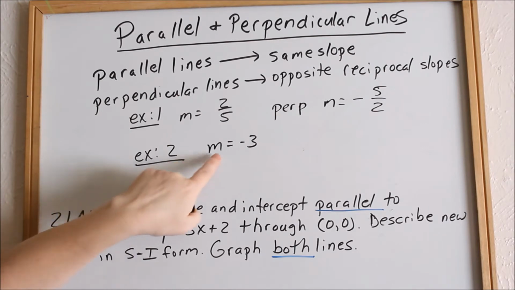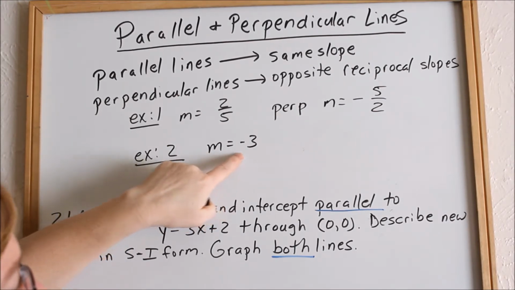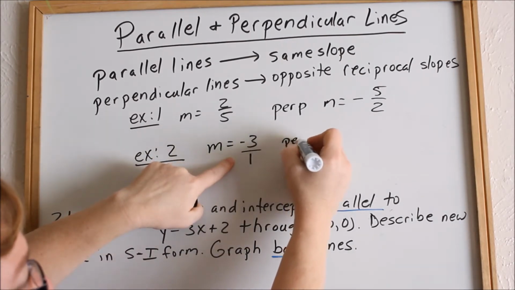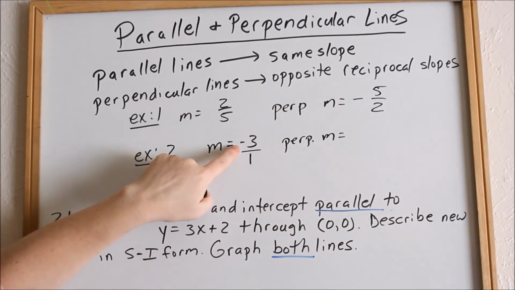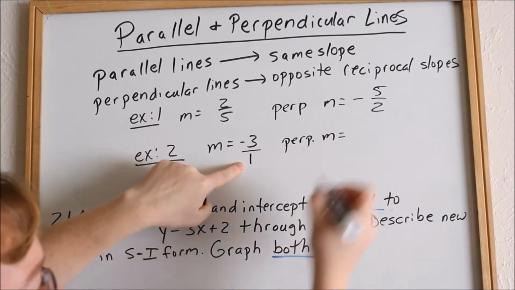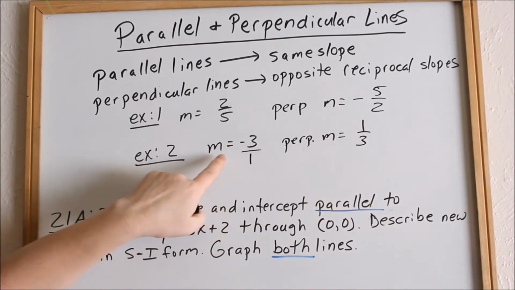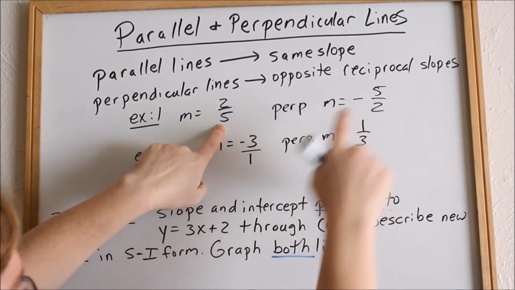Here's another example. What if you had a slope of -3? Remember, you can turn any whole number into a fraction by putting it over 1. If I want to be perpendicular to that, then my slope has to be the opposite sign. This is a negative, so I need a positive, and then the reciprocal of 3/1 is 1/3, positive 1/3. So these two slopes will be perpendicular to each other.